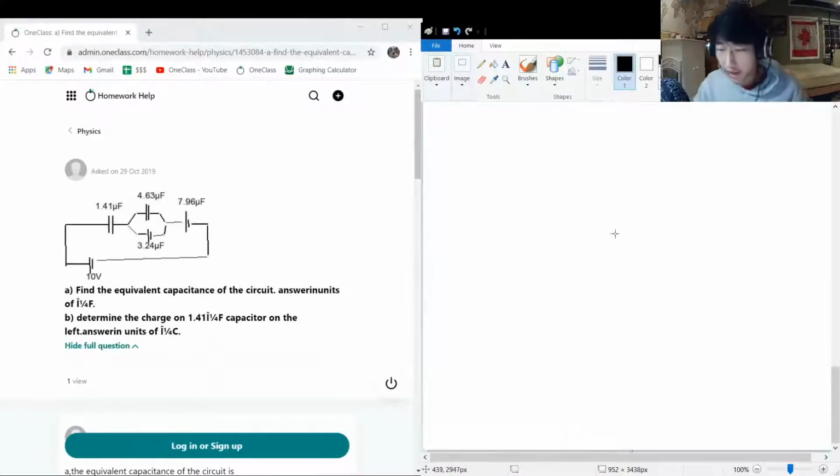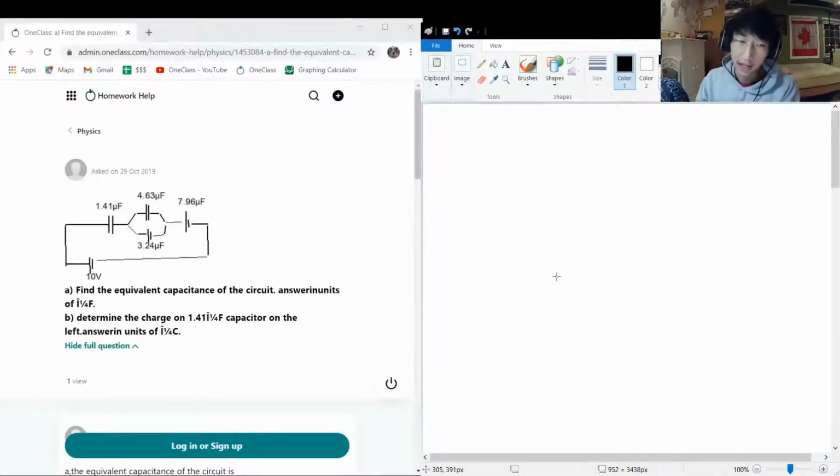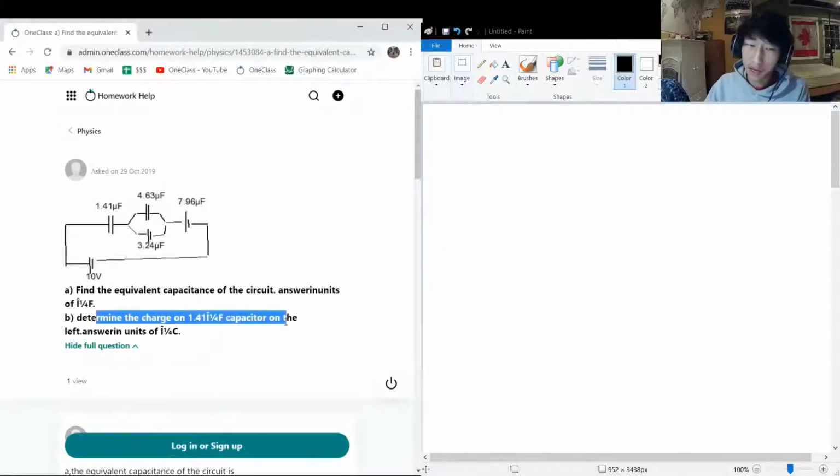Okay, so the next question that we have on the menu today is asking us to find the equivalent capacitance of the circuit. Answer in, I'm going to assume microfarads because everything else is given in microfarads, and then we have to determine the charge on this capacitor right here.